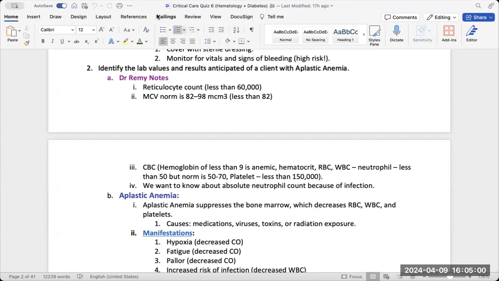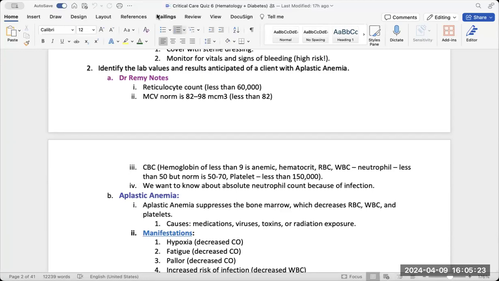So we're going to look at all of those things we said before, as Dr. Remy said, like a reticulocyte count, which helps to see, because reticulocyte is like the preformed red blood cells before it becomes red blood cells. So we look at that to see what's going on with the circulating red blood cell count. The MCV, which we said is to see the size of the cells, which we know are going to be smaller.